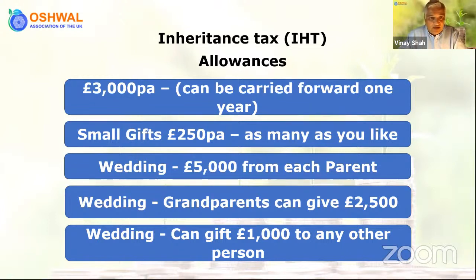Also, when someone gets married, each parent is allowed to give £5,000 as a gift. So if you double that up, mum and dad, husband and wife, giving money to their son or daughter when they get married, they can potentially give £10,000 as a gift. And if you think about it, it can happen from both sides of the family. So mum and dad of the groom, and mum and dad of the bride, can also give £10,000. So in total, it could potentially be £20,000 that can be given to your children without any inheritance tax to be paid on it.